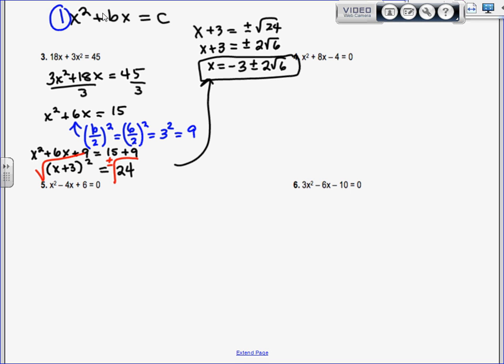Okay, so this next one, I just need to add the 4 over. So I get all the x's on one side. And in this case, I do have 1x squared. So that's good. Okay, so, oh, I did do 4? Did I do 4 here? Okay, so I did this one. Okay, so let's do this one then. So 5. So I have x squared minus 4x equals negative 6.